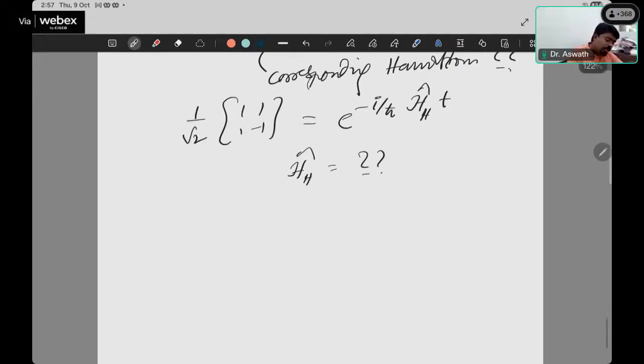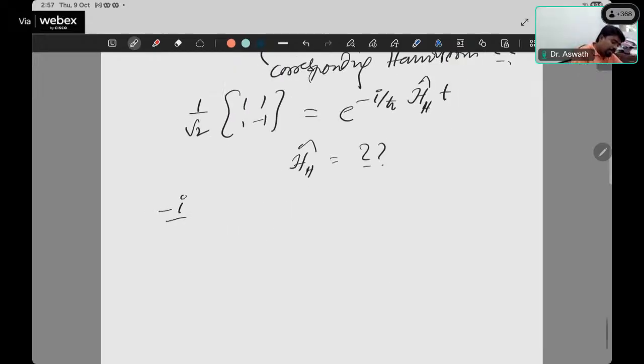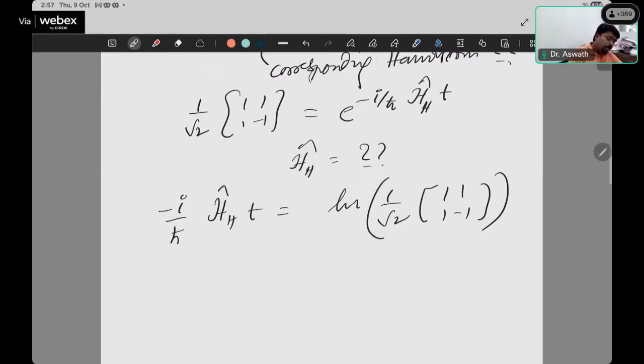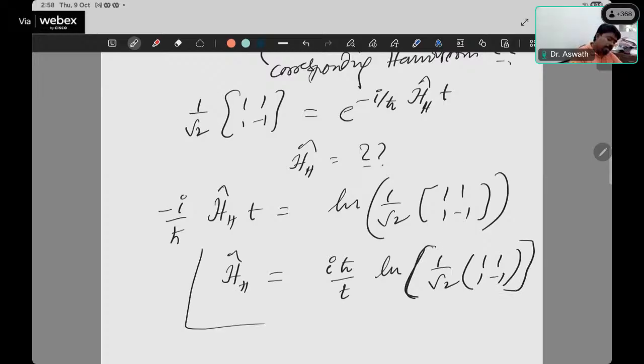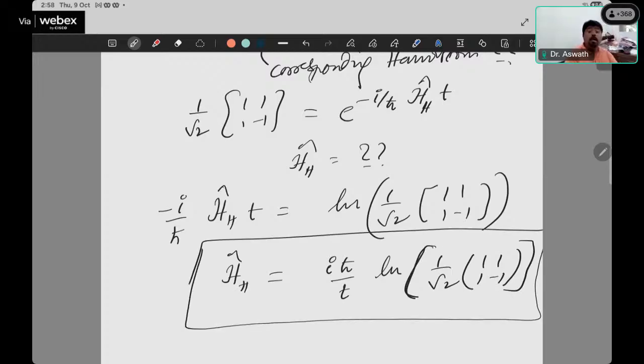On the right hand side, I'll give you exactly a hint. Minus iH cross H, the Hadamard Hamiltonian, is equal to the natural logarithm of 1 by square root of 2 times the matrix 1 1 1 minus 1. I want to find the Hadamard matrix Hamiltonian, which would be iH cross divided by time, log of 1 by square root of 2 times 1 1 1 minus 1. So this is the Hamiltonian corresponding to the Hadamard gate.